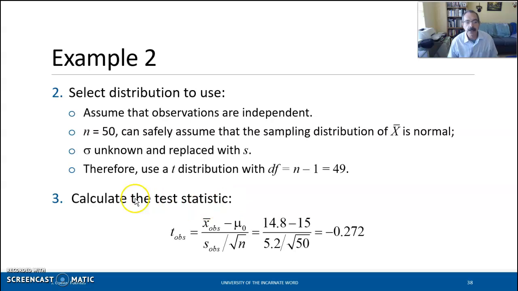All right, so we calculate the test statistic. We know the sample mean, we know the value under the null hypothesis, we know the sample standard deviation, and we know the number of observations in the sample. So the calculated value of the test statistic is minus 0.272.